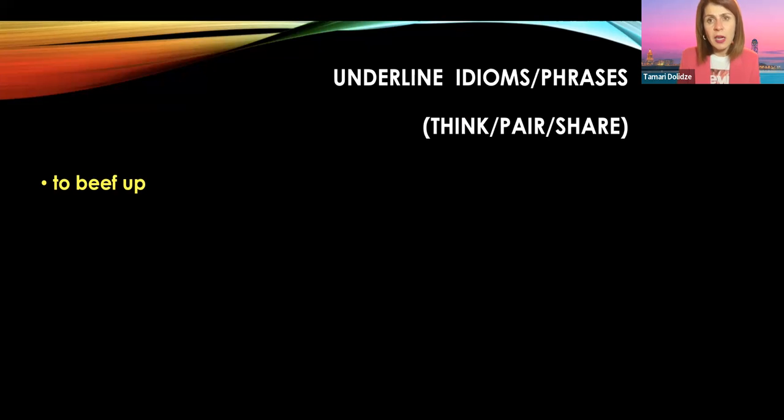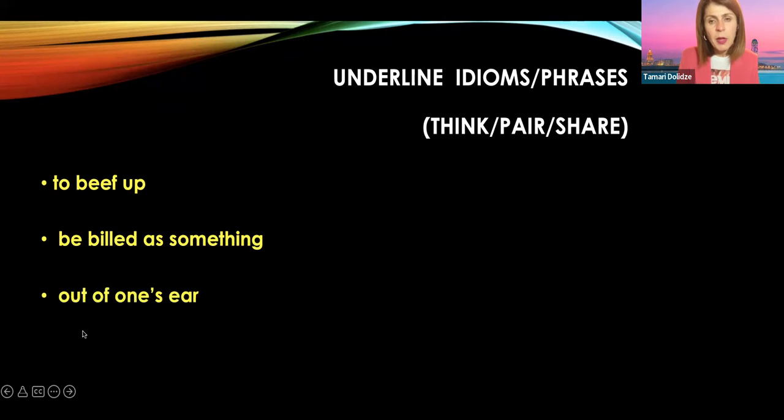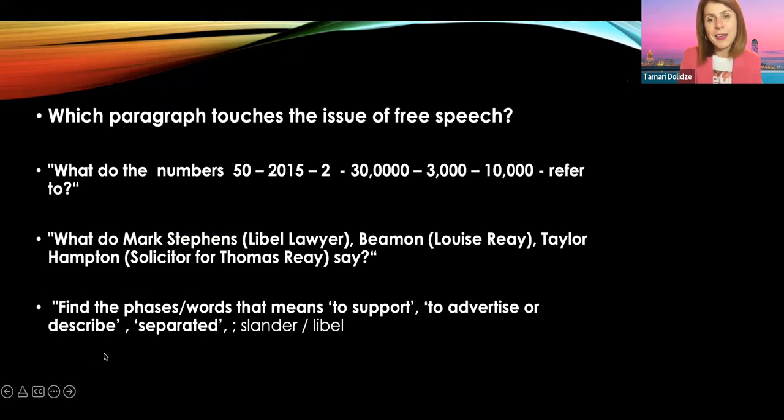Another activity is the underlined idioms, again asking students to think, pair, and share, and at the same time to try to give the meaning of the idioms after scanning the articles, because they already know and no longer need to predict the meaning of the idiom. Another activity which can also be done during the scanning stage is: which paragraph touches the issue of free speech? And for example, what do the numbers 50, 2015, 2000, etc. refer to? And believe me, students will be very much engaged in going into details and reading the article for more detailed information.